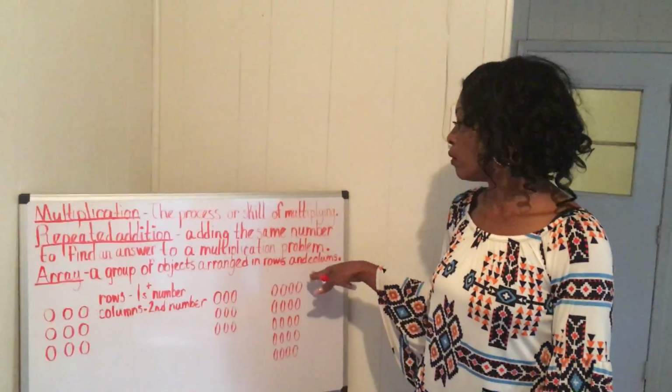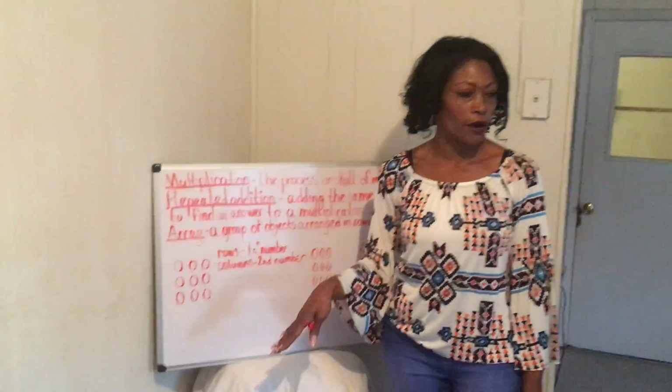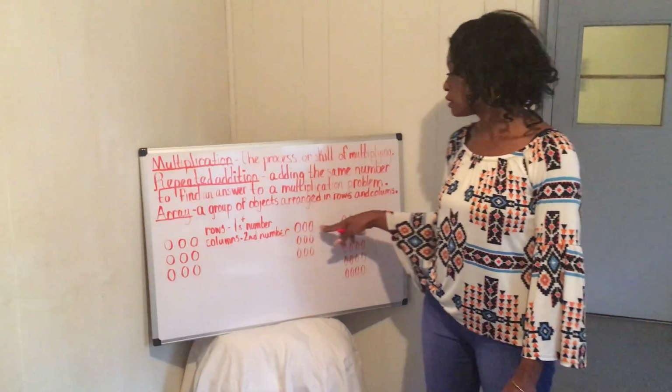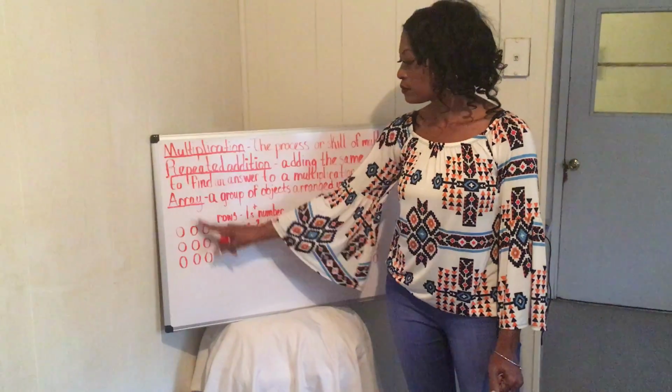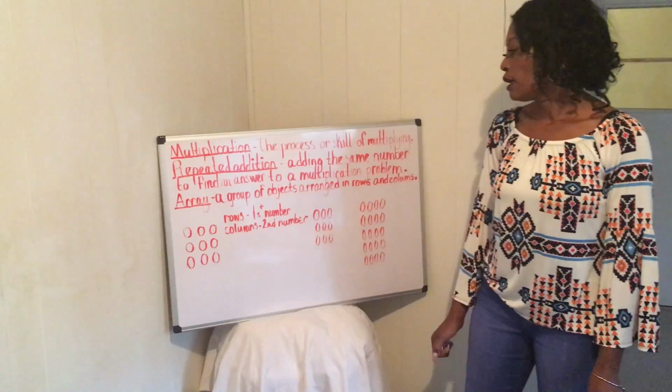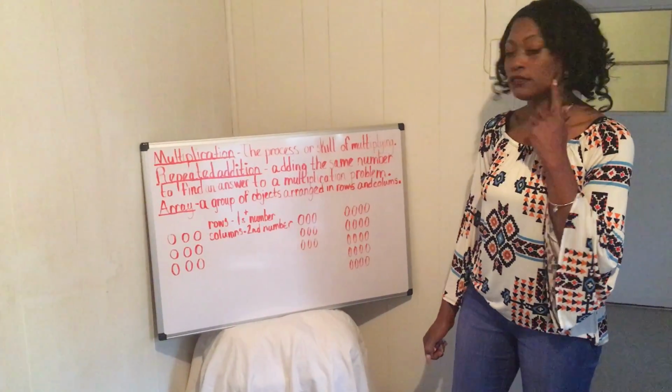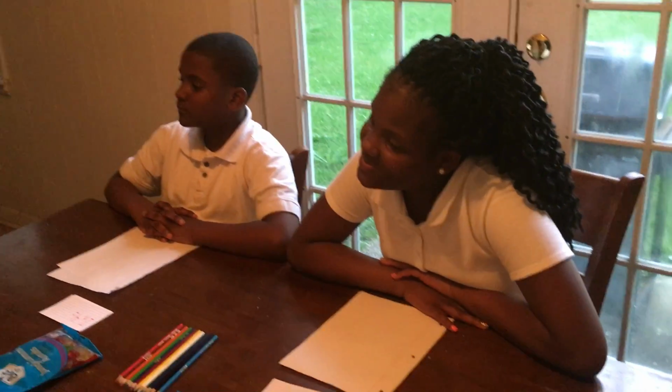And before I move on, I want you to understand what rows and columns are. Rows go across. Columns go down. Okay? It's important to know that because there is an order that I was taught that you have to write these in. But before we get to that, let's practice this array using repeated addition.